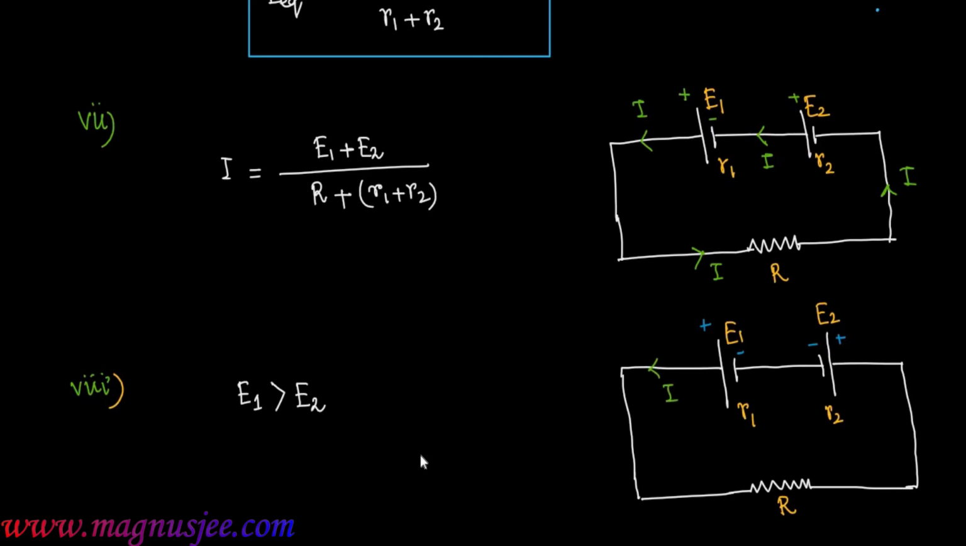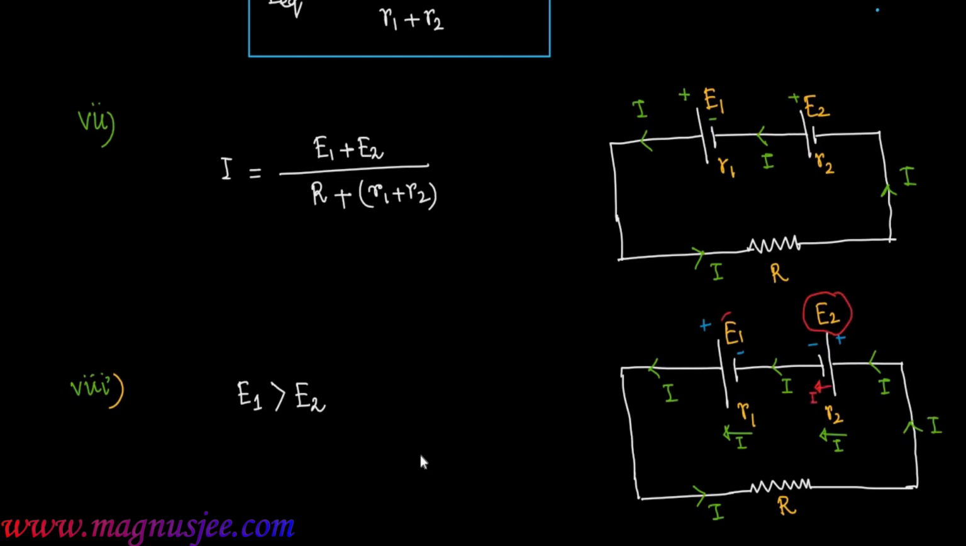That means EMF of the cell E1 is greater than the EMF of the second cell E2, and E1 dominates. That's why current I is generated from the positive terminal or plate of the cell E1, and current I flows in this way through the circuit. Through the internal resistance R1, current I is flowing from negative plate to positive plate, but through the internal resistance R2, current is flowing from positive plate to negative plate of the cell. That means through the internal resistance R2, current I is flowing in the reverse way or in the opposite manner.